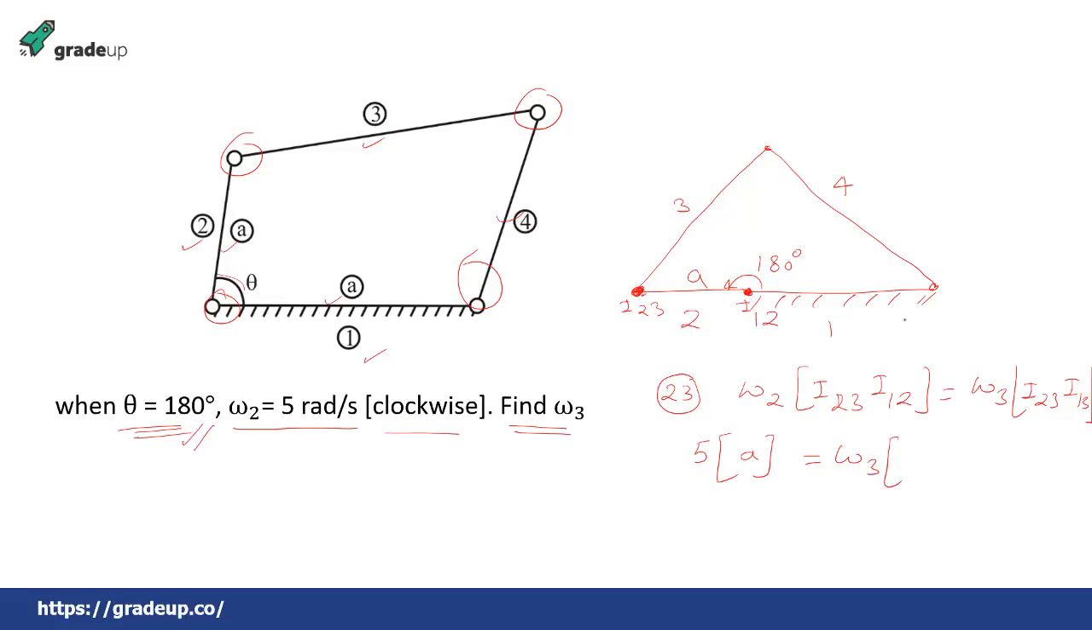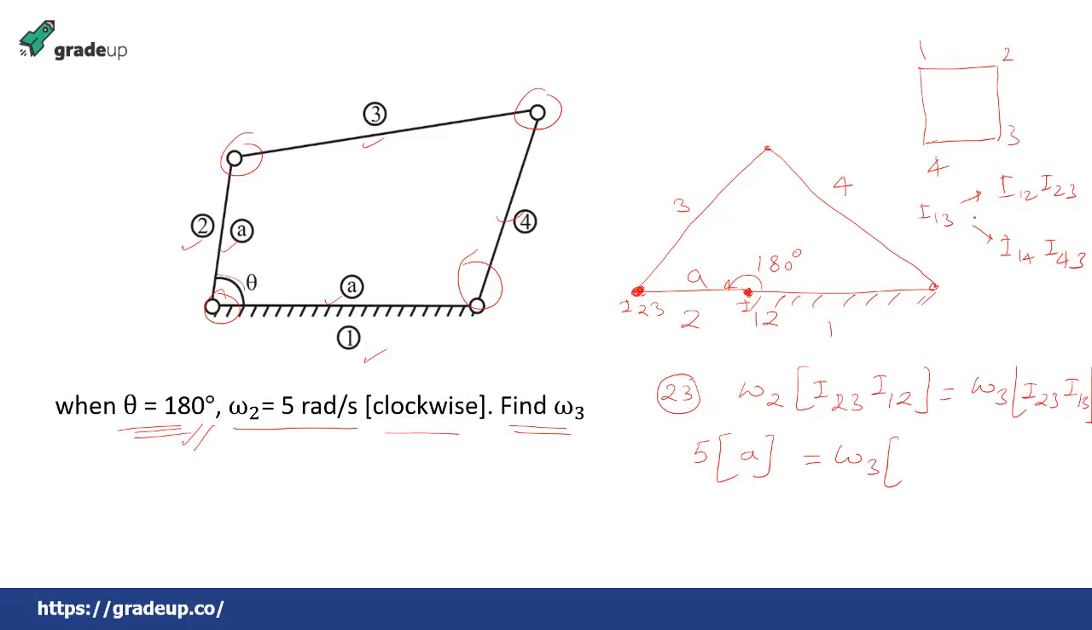I23 is this. I13, where is I13? This is I13, we need to find out. Again, how? This is a 4-link mechanism, so draw a regular polygon 1, 2, 3, 4. You need to find out I13. I13 can be found using I12, I23 and I14, I43.